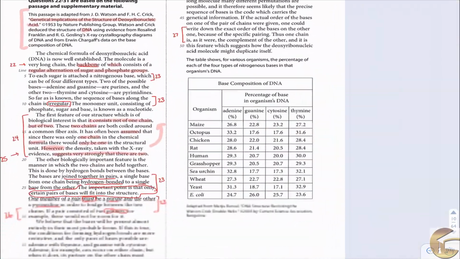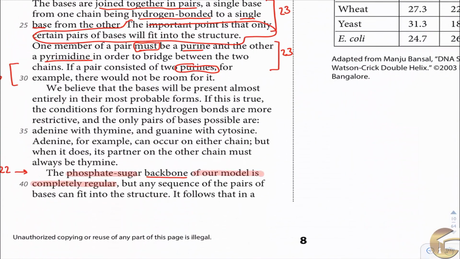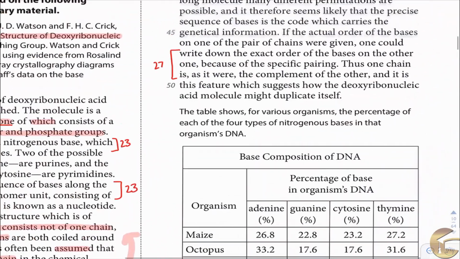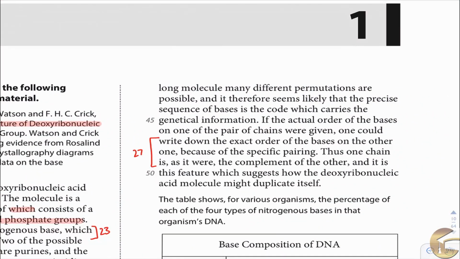So starting at the very start of this paragraph, it says the phosphate sugar backbone of our model is completely regular. So it's talking about that pattern again. We read that earlier. But any sequence of the pairs of bases can fit into the structure. So it follows that in a long molecule, many different permutations are possible. So we do have many different possibilities. And it therefore seems likely that the precise sequence of the bases is a code which carries the genetical information.